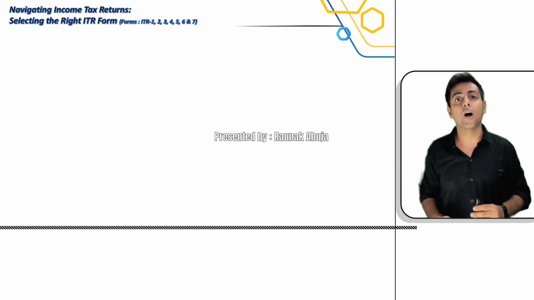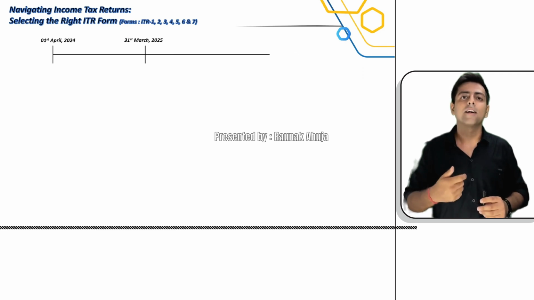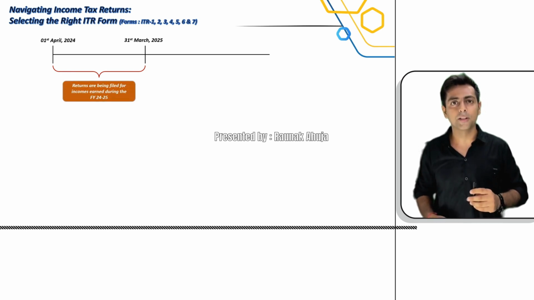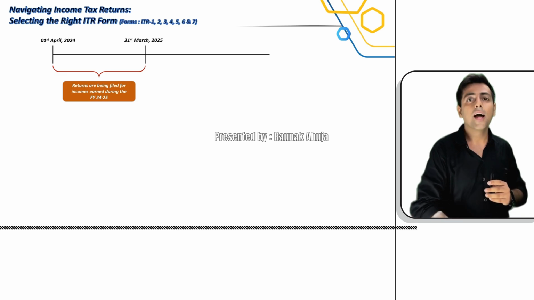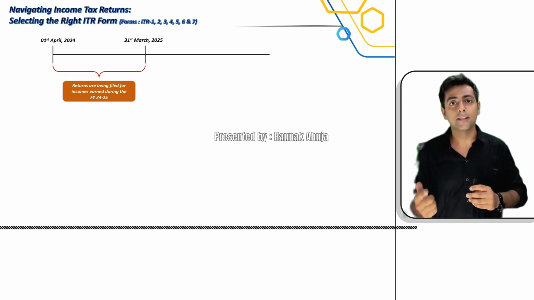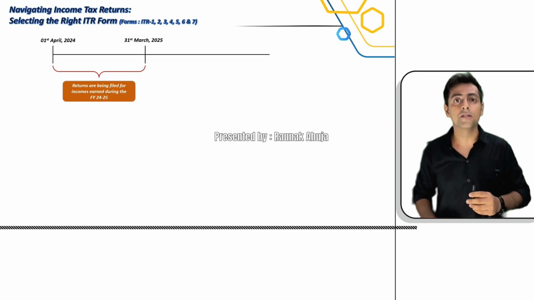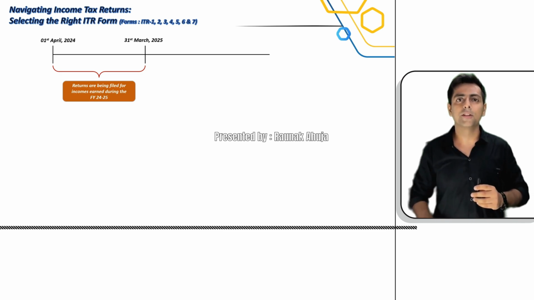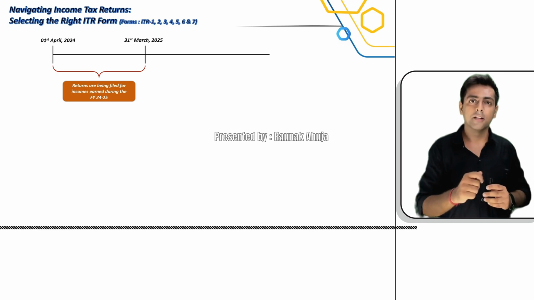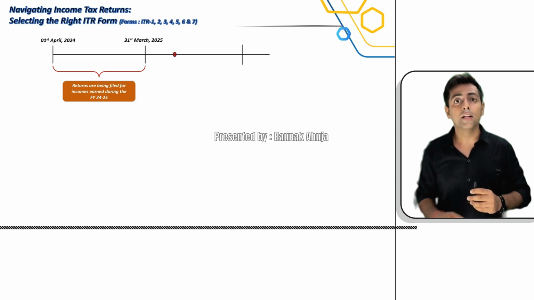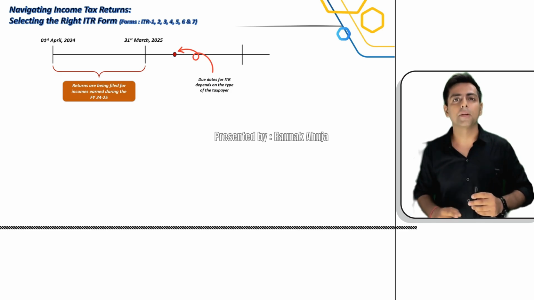Now before we discuss how to select the correct ITR form, let's first discuss for what period we are filing this income tax return. For all the incomes that have been earned during the period 1st of April 2024 and the 31st of March 2025, the returns will be filed in financial year 25-26. This means all the incomes that are earned during the financial year 24-25, the returns will be filed in financial year 25-26.